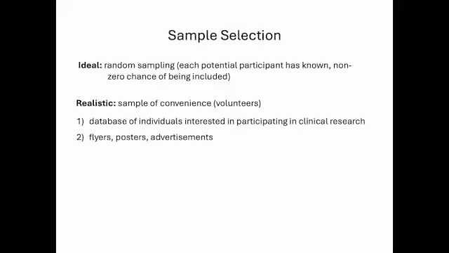In this study, they had a database of people that already said they're interested in doing research. And they also posted flyers and advertisements. Now, the problem here, when you don't have random sampling, in which every member of the population you're interested in has a known non-zero chance of being included, is that this sample might be biased.